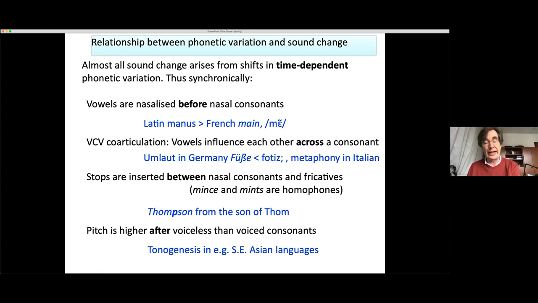So the derivation, for example, of the French main from Latin manus, where there were only oral vowels, links this and this, or umlaut in German. So we have Füße with a high front vowel from what was originally a back vowel in fōtus.